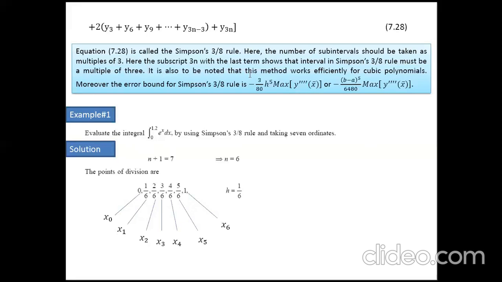It is also to be noted that this method works efficiently for cubic polynomials. Moreover, the error bound for Simpson's 3 by 8 rule is minus 3 over 80 h power 5 times the maximum value of the fourth derivative of the function at any point in the given interval. Or it has an alternative form if we put h equal to b minus a over 3n.